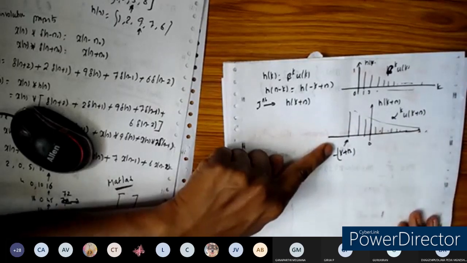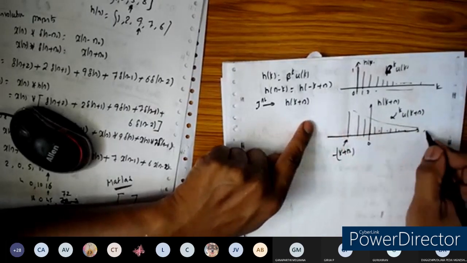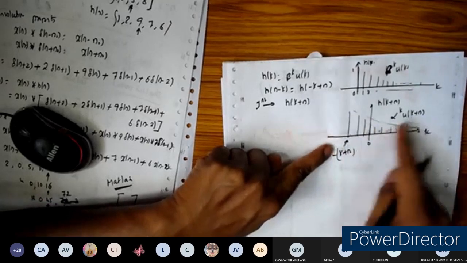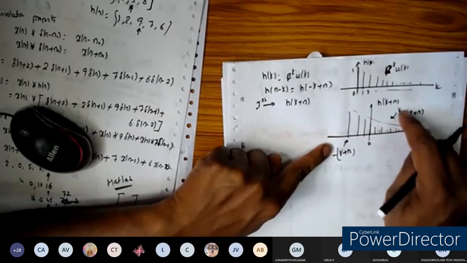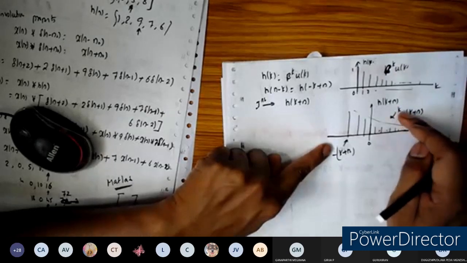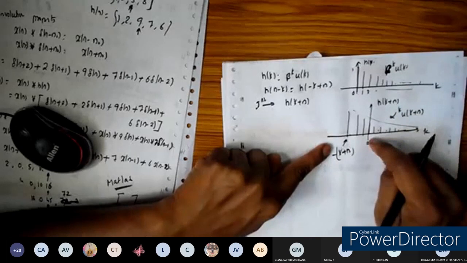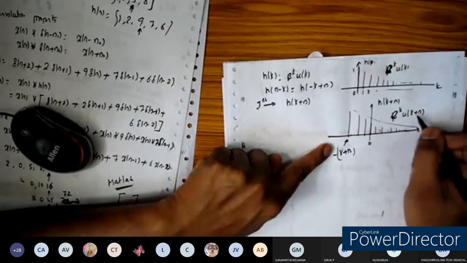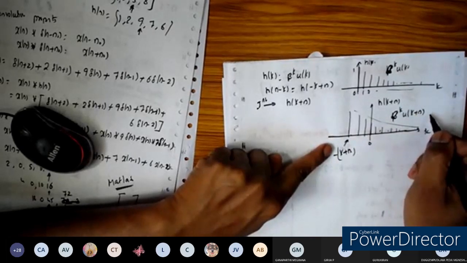U of k plus n. We are going to shift the signal towards the left side by n units. It is alpha to the power of k into u of k plus n. Don't worry about the power of this one for the time being. Because the power is multiplied in terms of the time index, sorry, this is beta, not alpha. Beta to the power of k into u of k plus n.